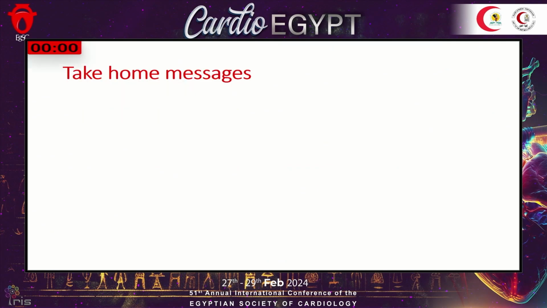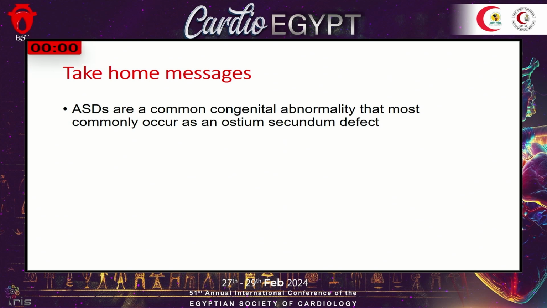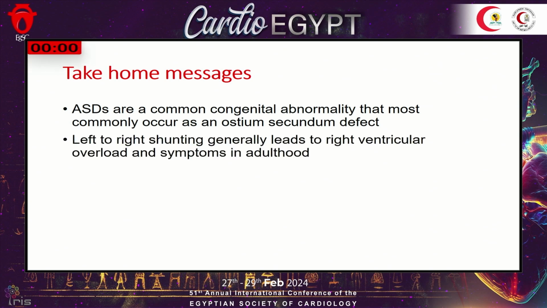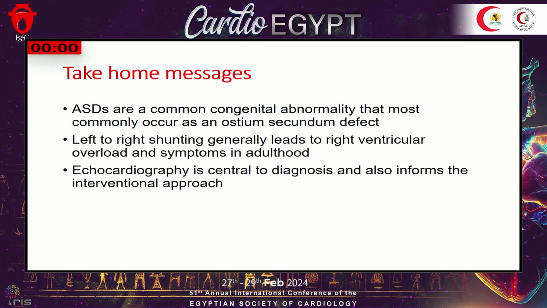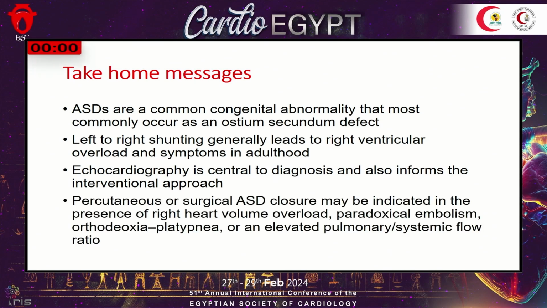This is my last take-home message. ASDs are common congenital abnormalities that most commonly occur as an ostium secundum defect. Left to right shunting generally leads to right ventricular overload and symptoms in adulthood. Echocardiography is central to diagnosis and also informs the interventional approach. Percutaneous or surgical closure may be indicated in the presence of RV volume overload, paradoxical embolism, or platypnea-orthodeoxia syndrome.